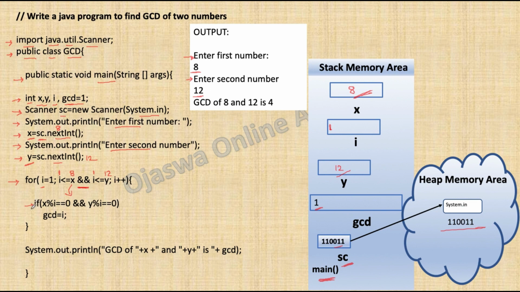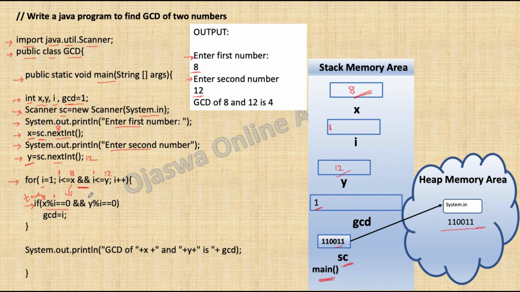And over here, the if block will execute. Now what condition are we writing for the if statement? x modulo i equal to 0. That means when you divide number x by i, the remainder should be 0. Value of x is 8 and value of i is 1. When you divide 8 by 1, you get remainder 0. Hence this condition is true. The first condition is true. Now the next condition will be evaluated.